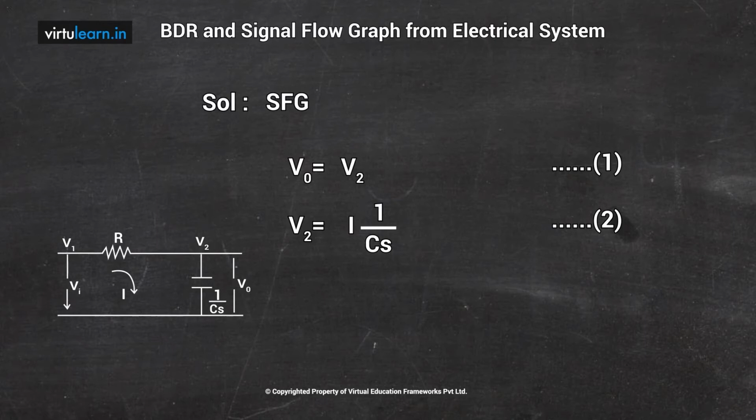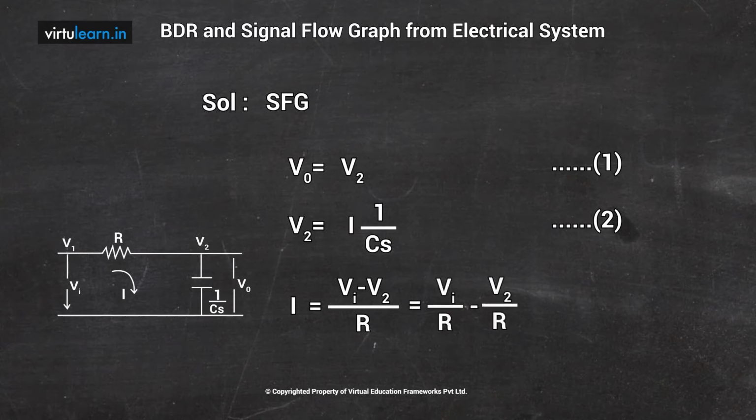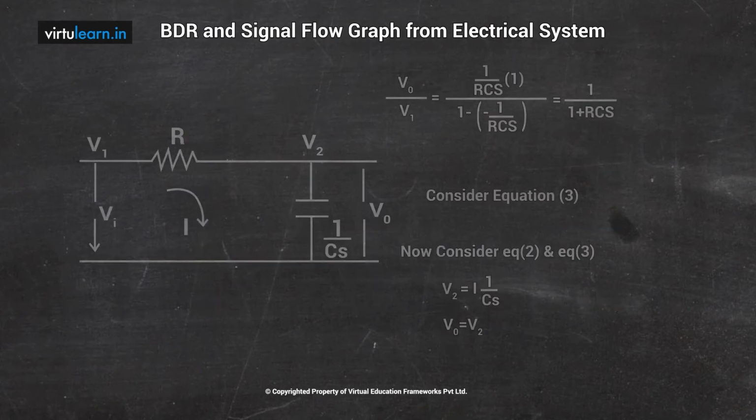Now, I want to write the equation for the branch current. The branch current I is (Vi minus V2) by R, or we can write it as Vi by R minus V2 by R. This is equation 3. So when you combine these three equations, we can get the signal flow graph as given.